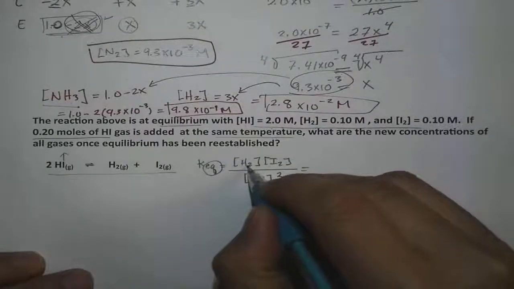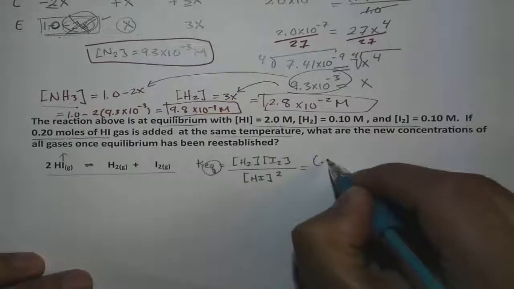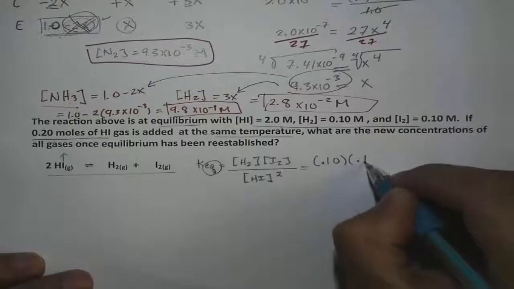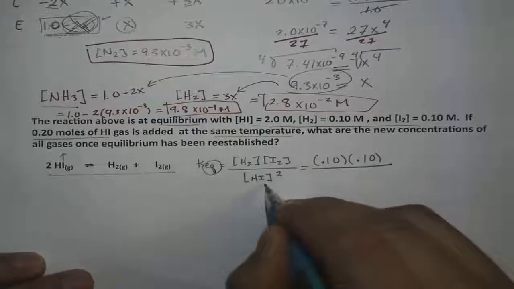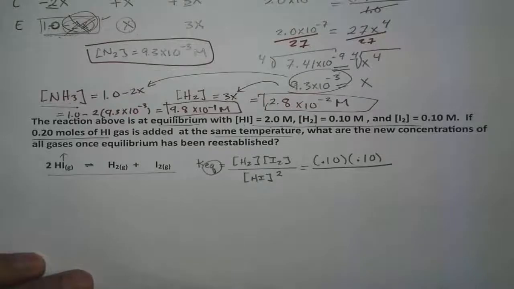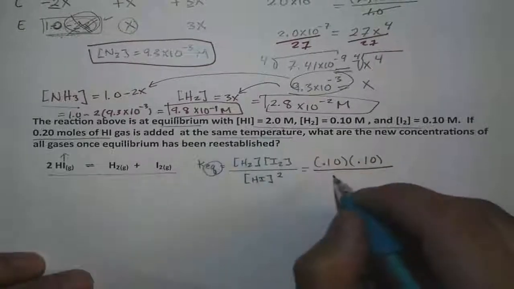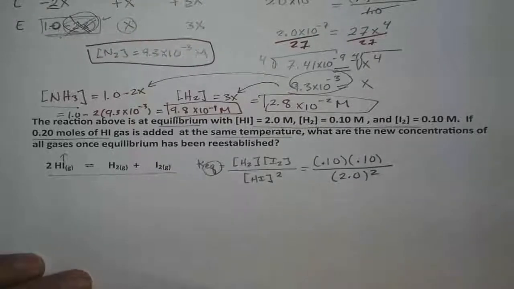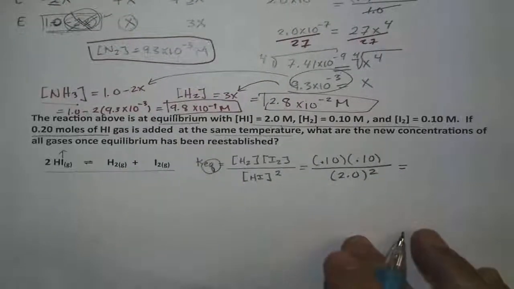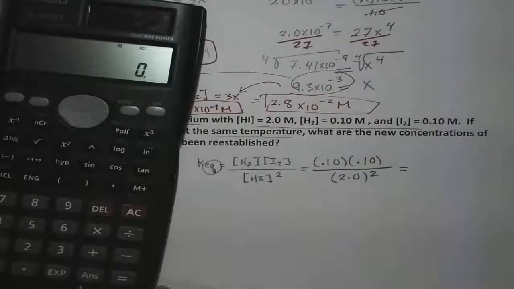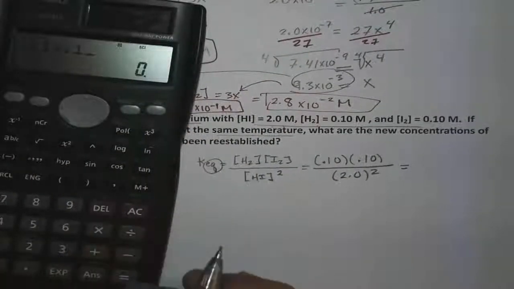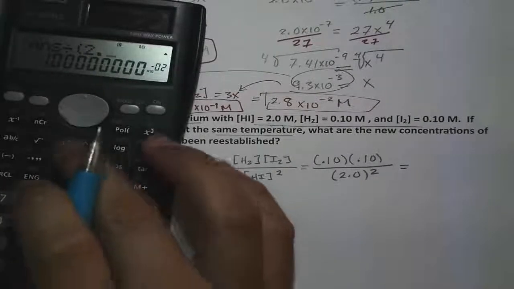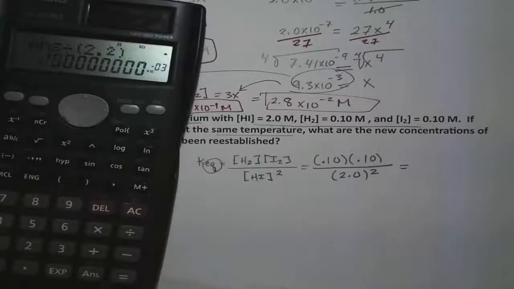Do I know the concentration for hydrogen? Of course, it's 0.10. And what about for iodine? That is also 0.10 as well. Divided by hydrogen iodide right there. What do we have? Well, in this case, it says 2.0. So we have 2.0 to the second power. And of course, we can plug this into the calculator very easily. We have 0.1 times 0.1 divided by, group on the bottom, 2.0 to the second power, okay?